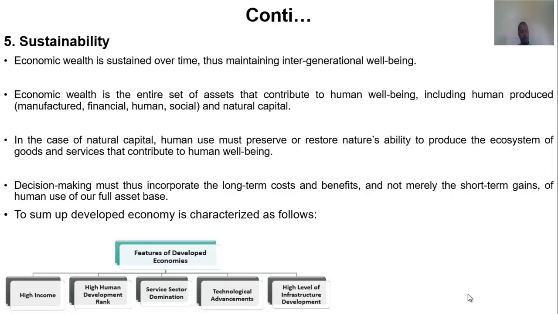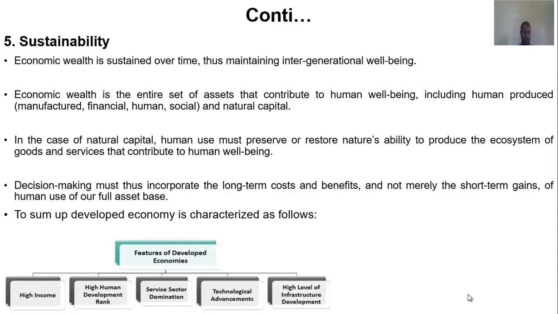The proper utilization of natural capital is another aspect of inclusive economy. Economic development should not improperly consume natural capital. Decision making must incorporate the long-term costs and benefits, not merely the short-term gains of human use for the full asset base. Therefore, economic development involves utilizing natural resources in such a way that considers the utilization of the resource in the next generation.